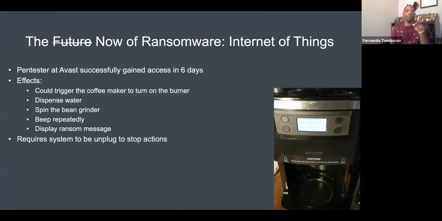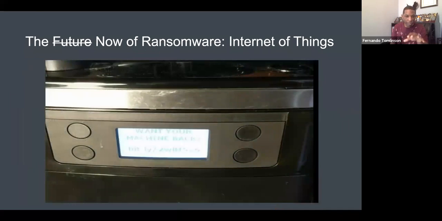All right, and then we have a pen tester at Avast that was able to gain access to a coffee maker. Now, some of the effects, they could trigger the coffee maker to turn on the burner. Okay, it's a little bit scary. Dispense water, spin the bean grinder, beep repeatedly, right? Nobody wants to hear that. And they could display a ransomware message. Essentially, to stop this, they had to unplug it. Now, you can barely see it there, but essentially it's saying, hey, you want your machine back? Here's a bit.ly link for you to go to. And then from there, they would have instructions on how to actually regain access to the machine.